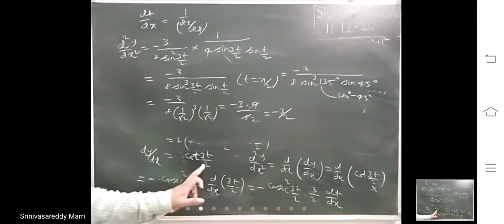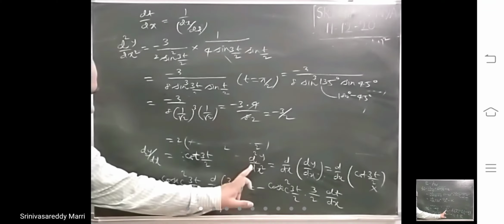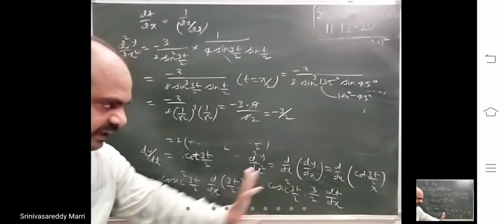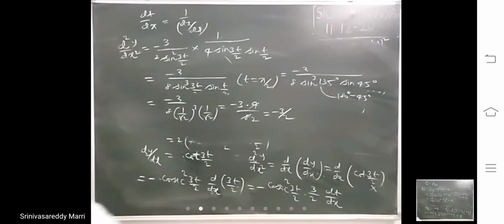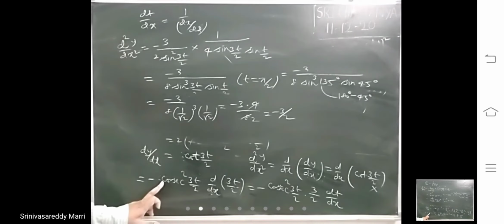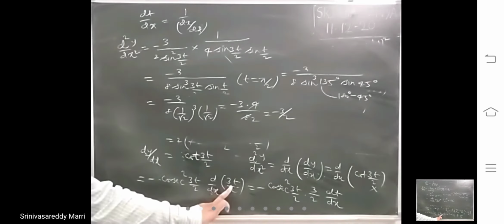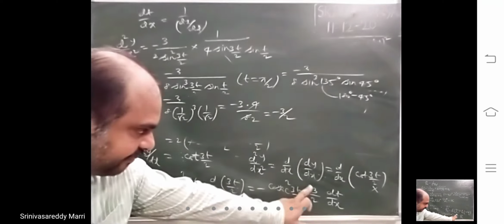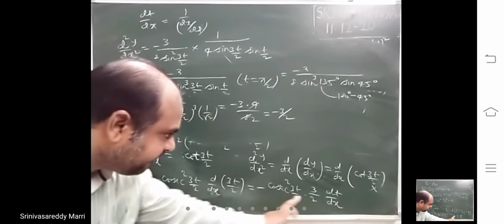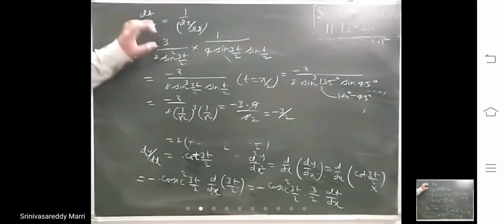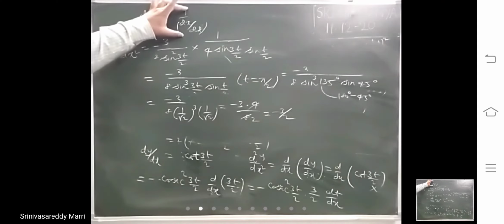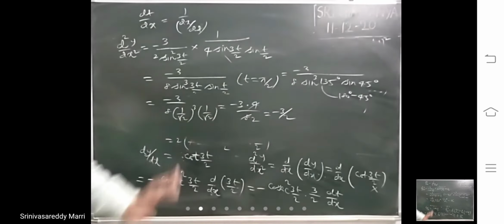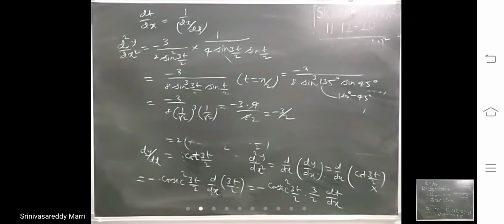First find dy by dx. Then d square y by dx square is nothing but d by dx of dy by dx. Substitute, get the formula, and again d by dx of 3t by 2: you write 3 by 2 into d by dx of t, which is dt by dx. So dt by dx is nothing but 1 by dx by dt. After that, t equal to pi by 2. Like that, the second derivative.